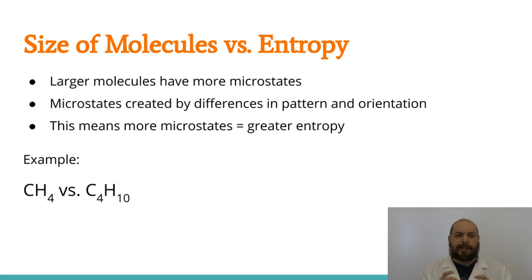So a molecule is not just a fixed thing. Molecules can rotate around bonds and vibrate across bonds and move, and all of these differences in their pattern and orientation can create more microstates. So a larger, longer molecule has greater microstates than a smaller or more compressed molecule. So if I were to compare methane, CH4, to butane, C4H10, the butane would actually have higher entropy even within the same phase. Let's say they were both gas. They would both be the same phase, but the butane, because it has more microstates as a larger molecule, would have higher entropy.